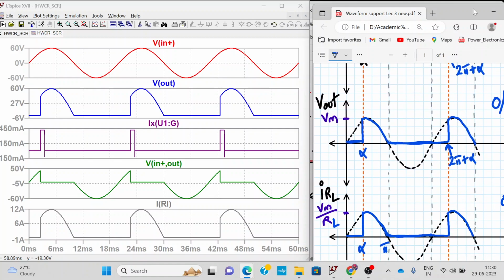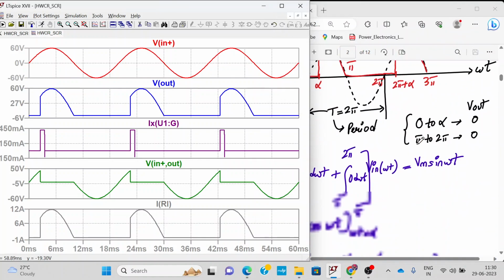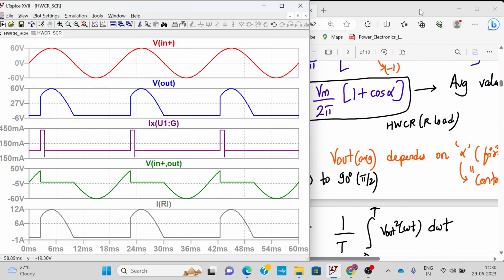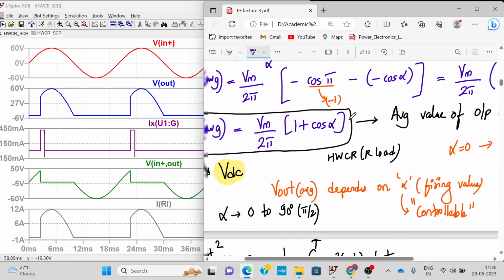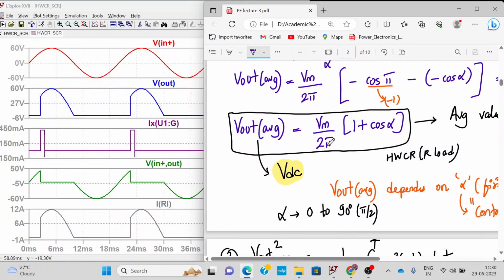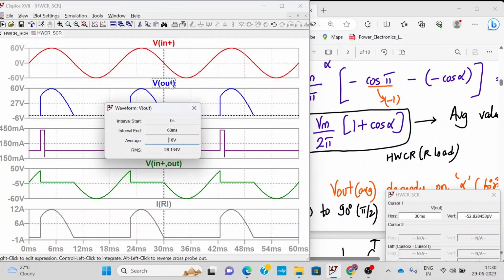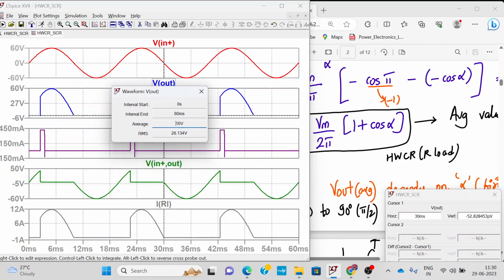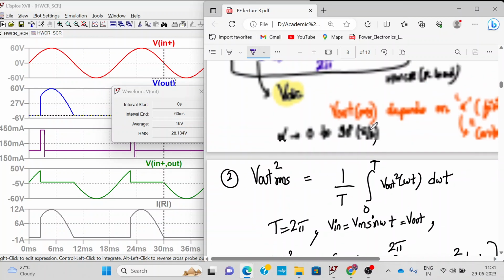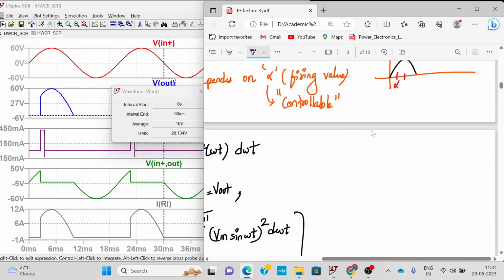Now let's find out the values, the average value, whether it's correct or not. The average value of the waveform will be given by Vm upon 2 pi times 1 plus cos alpha. First, how do we find the average value of this waveform in LTspice? Just move the cursor around it, press Ctrl and click on it. That will give me the average value. The average value of this waveform is 16 volts, RMS is 28.134. Let me write it over here somewhere.